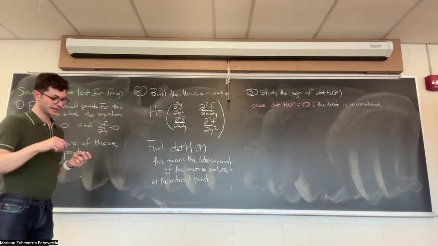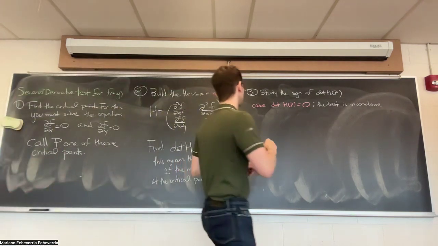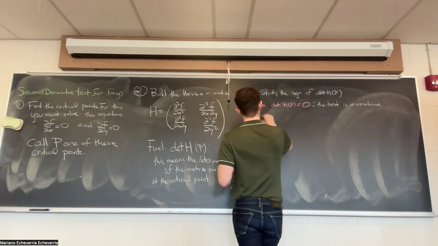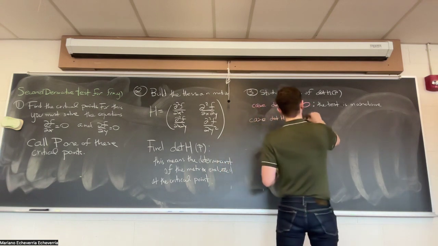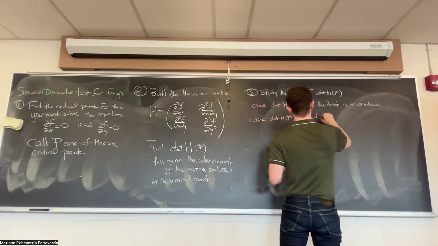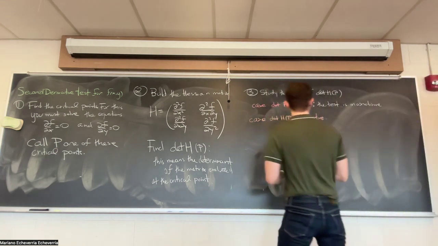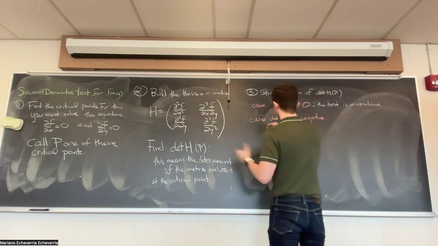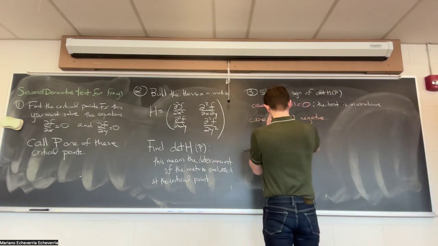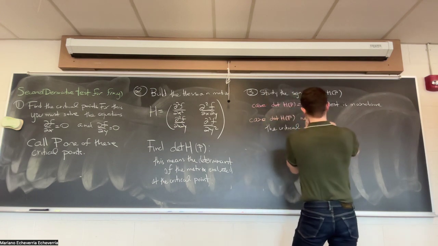The second possibility is when the determinant is negative. When it's a negative number, P will yield what's called a saddle point. So in this case, the critical point P corresponds to a saddle point.